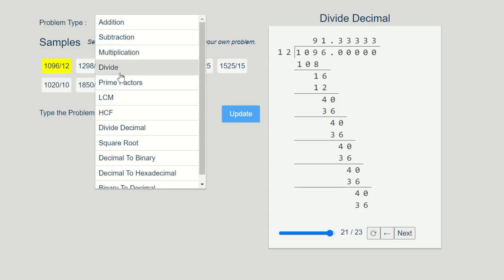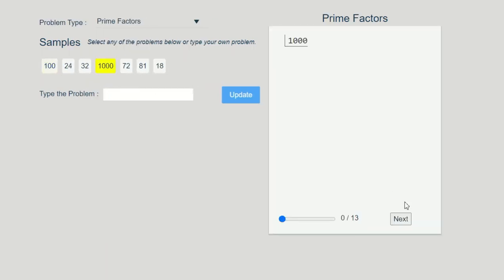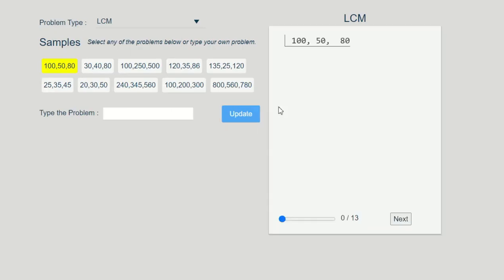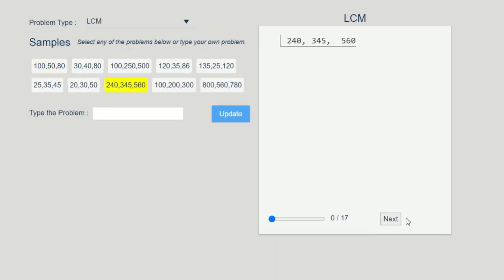Any number can be written as a product of prime numbers. It is known as prime factorization. We can also find LCM and HCF of a set of numbers, which cannot be found using a calculator.